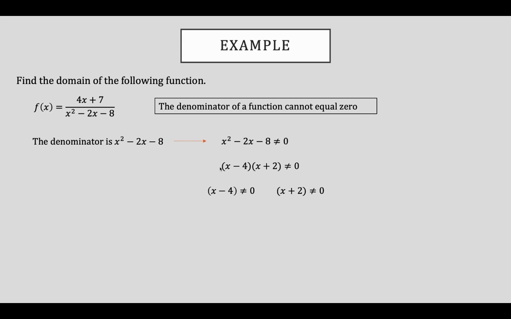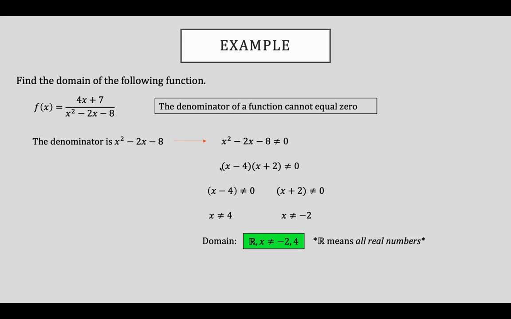Continuing to solve each of these equations for x, I now have x cannot equal 4 and x cannot equal negative 2. This tells me that my domain is all real values of x such that x cannot equal negative 2 or 4.